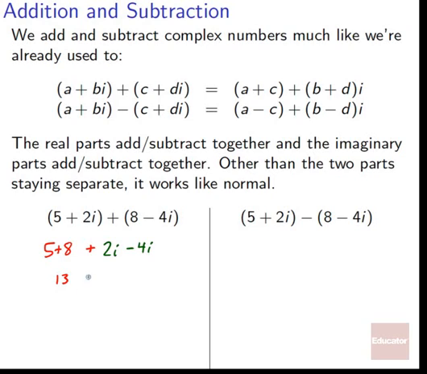And 2i minus 4i, because this was a negative 4i here, we get negative 2i, which we could also write as 13 minus 2i. 13 plus negative 2i and 13 minus 2i mean the same thing.